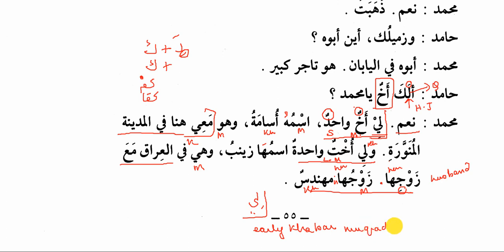Muqaddam. I'm writing it in English, but you can say muqaddam. Muqaddam means early khabar. It's coming early before mubtada. And after that, you see akhun, right? Akhun. And this is actually sifa, wahidun. We are not concerned with sifa right now.